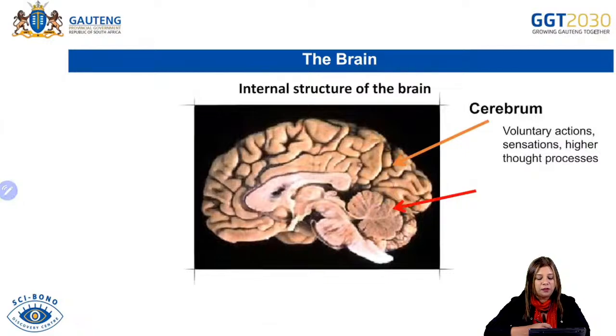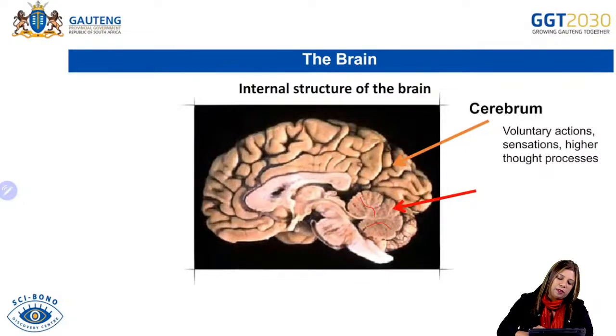And then the next part of the brain, you'll see they also call this part the tree of life, because this part of the brain looks like tree branches on the inside.